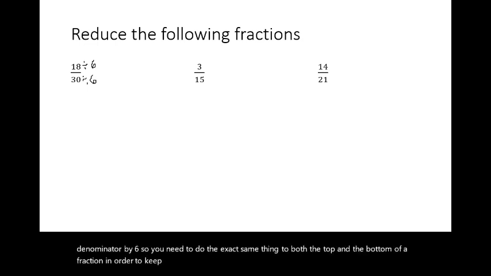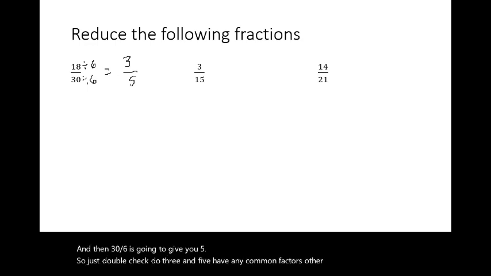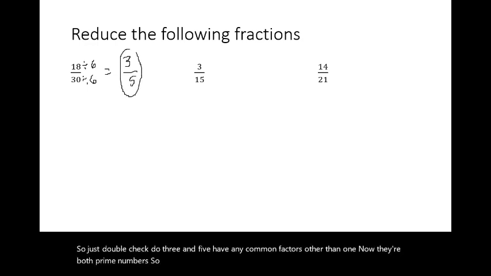So then 18 divided by 6 is going to give you 3. And then 30 divided by 6 is going to give you 5. So just double check, do 3 and 5 have any common factors other than 1? No, they're both prime numbers, so 3 over 5 is your final answer.